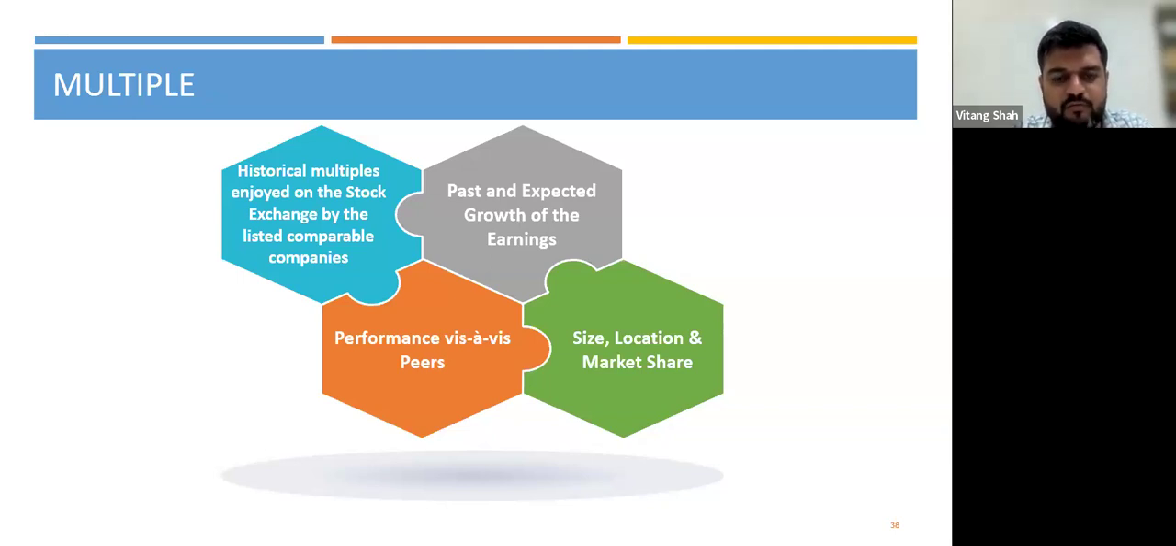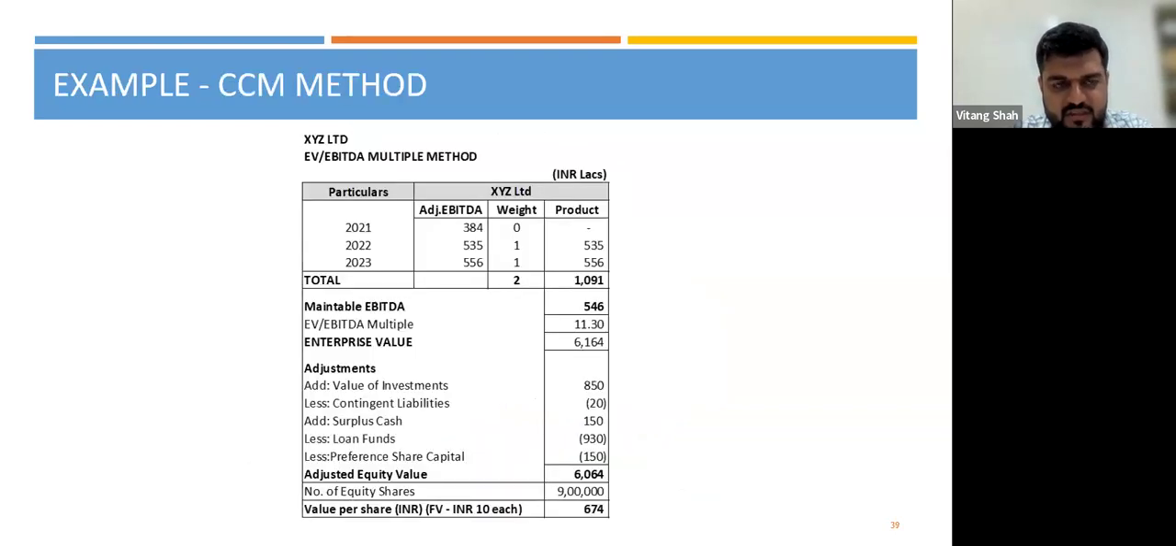And how a company is performing vis-a-vis the peers also affects the multiple for the company. If you have been able to perform well in terms of your margin or your growth as compared to the industry, such growing, better and efficiently performing companies do enjoy a higher multiple as compared to the other peers. So once everything is considered, this is how the valuation under the CCM method is arrived at.